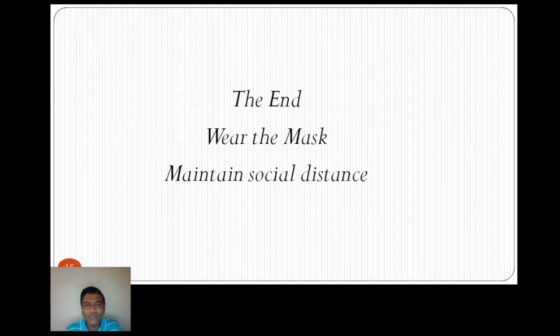Hope you got the information. So please prepare the micro teaching, involve yourself in the micro teaching, and that will help you a lot to overcome the complexities in the teaching process.